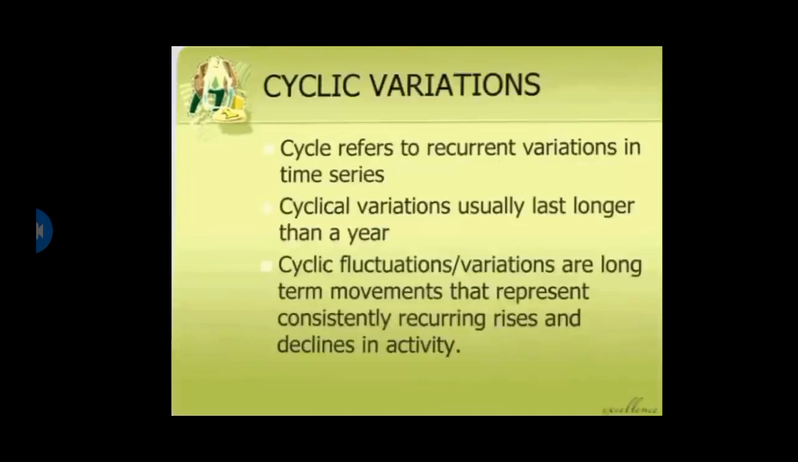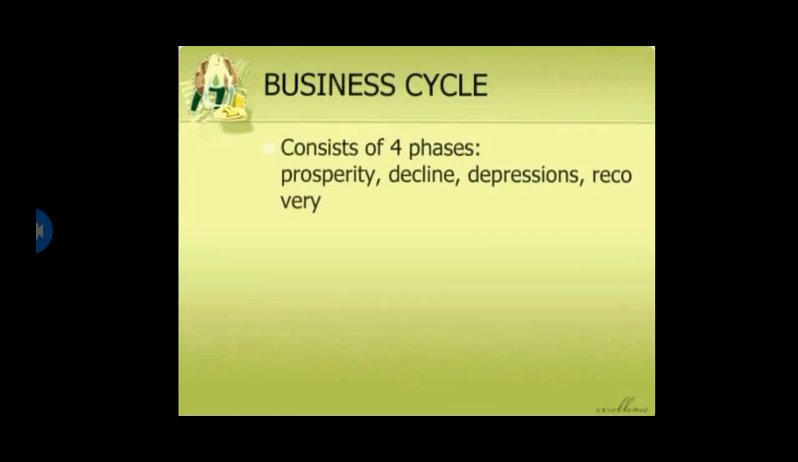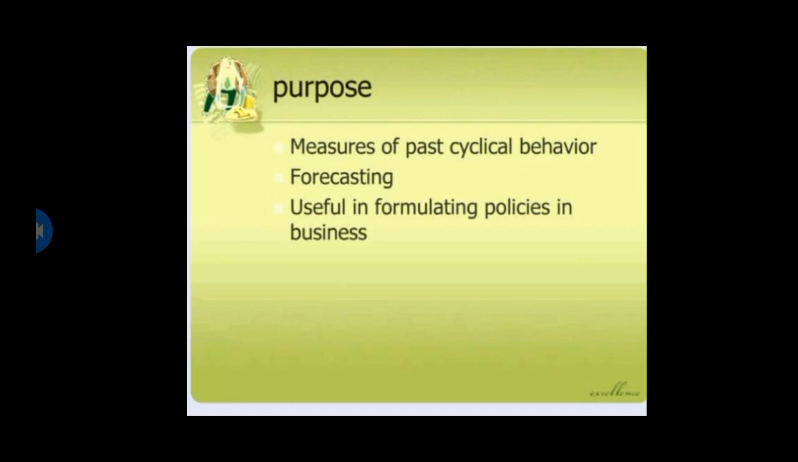Cyclic variation. Cycle refers to recurrent variation in a time series. Cyclic variation usually lasts longer than a year. Cyclic fluctuations or variations are long-term movements that represent consistently recurring rises and declines in activity. A business cycle consists of four phases: prosperity, decline, depression, recovery. Purpose: measures of past cyclic behavior. Forecasting: useful in formulating policies in business.